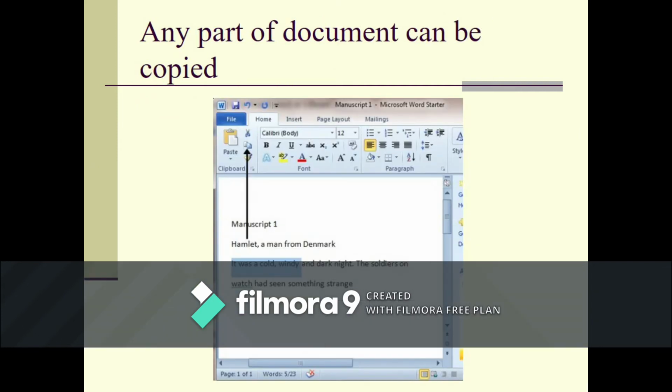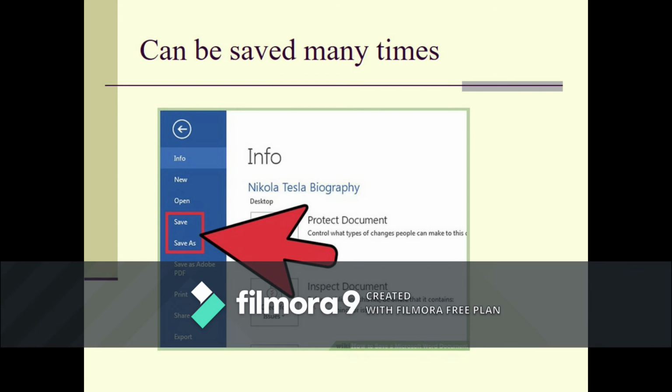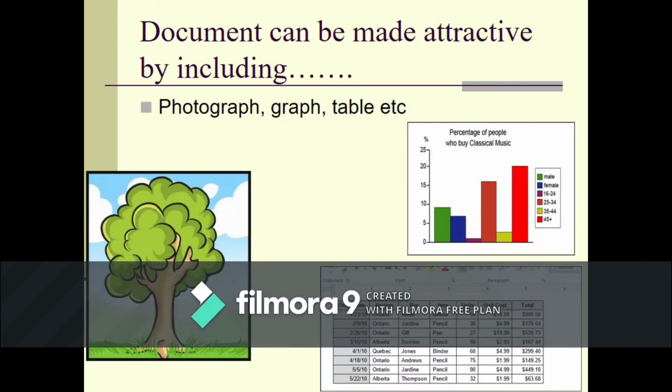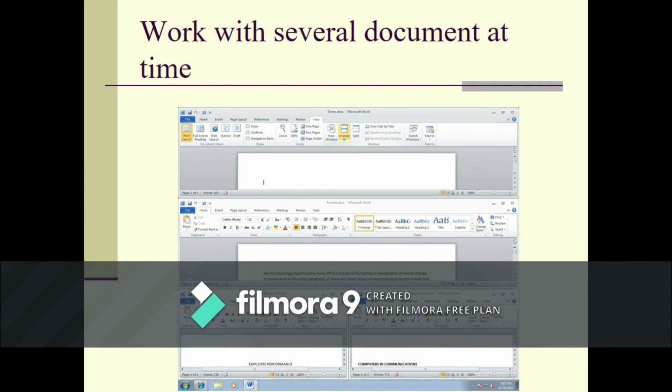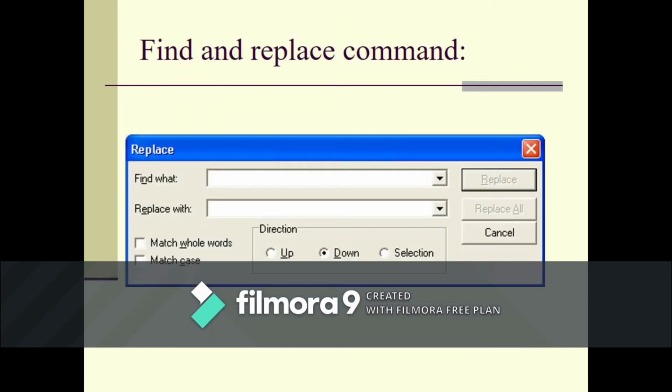By using word processor software, we can copy any part of our document. Our documents can be saved many times using word processor software. To save our document, we can click save or press Ctrl S from the keyboard. We can work with several documents simultaneously without any problem in word processor software.